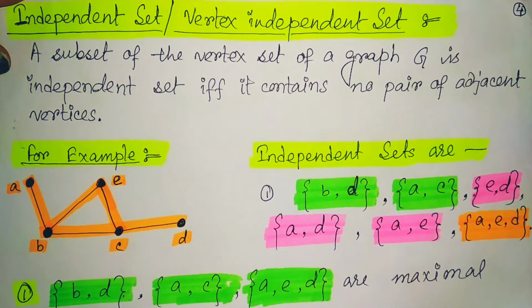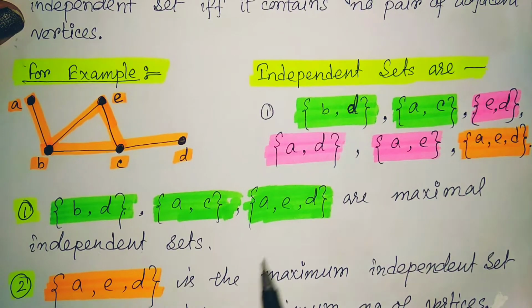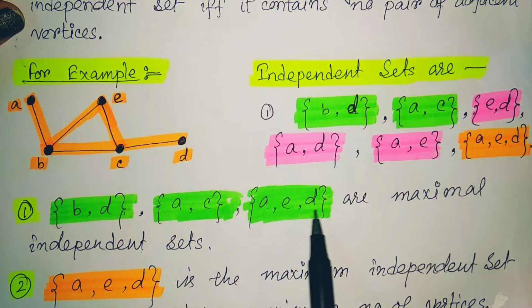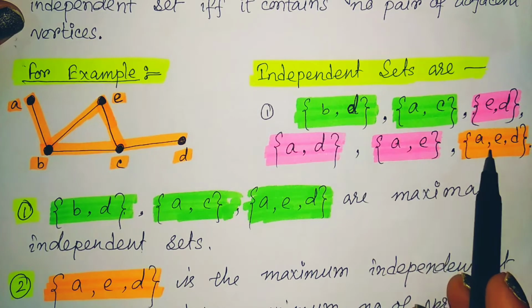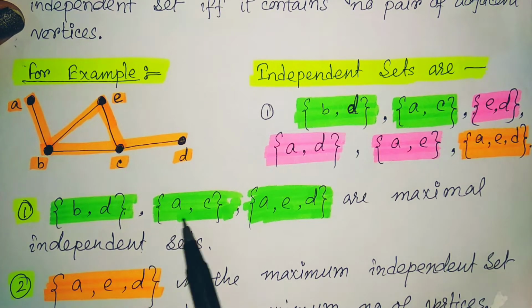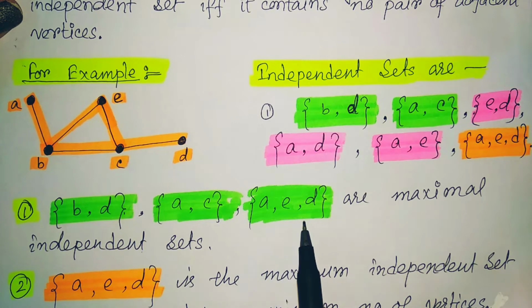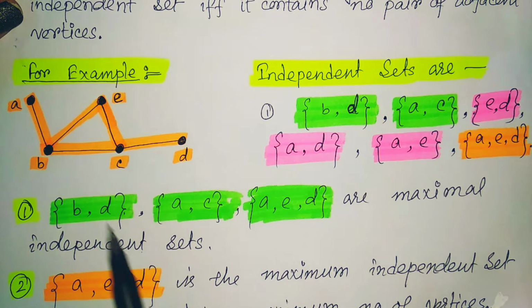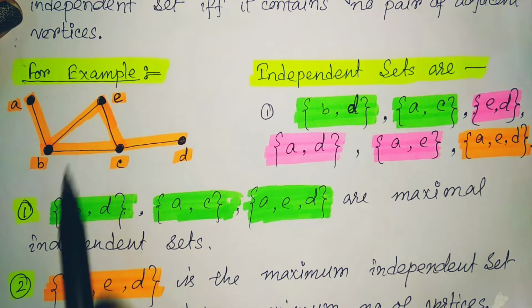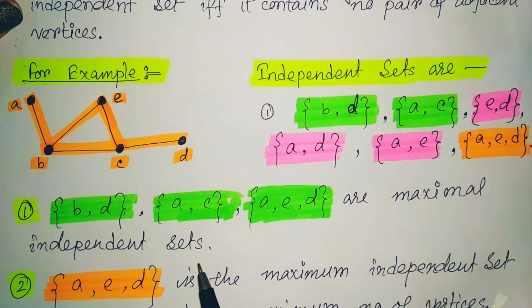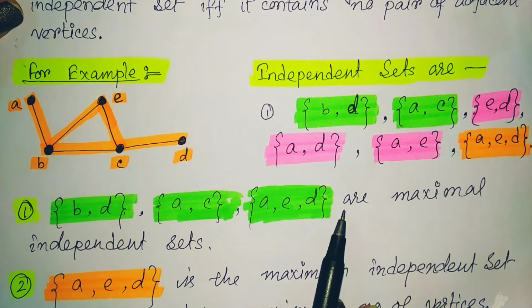Now here we categorize something according to the properties. So first of all, BD, AC and AED. These three independent sets are called the maximal independent set. That is because these three have no proper subsets which are independent for this graph. So these are called the maximal independent set because no proper subset of them is independent again.